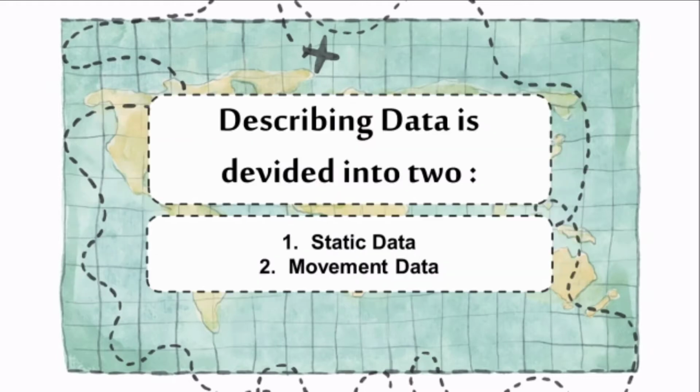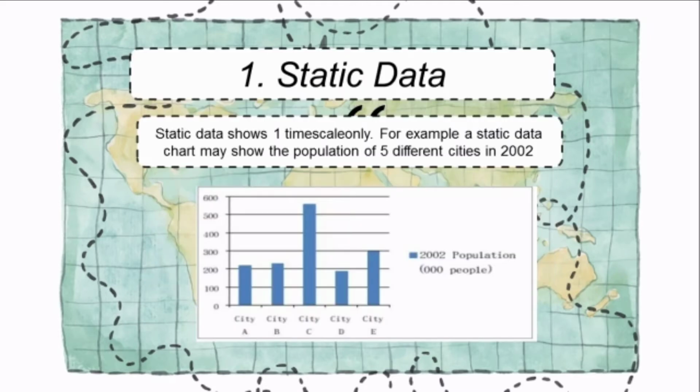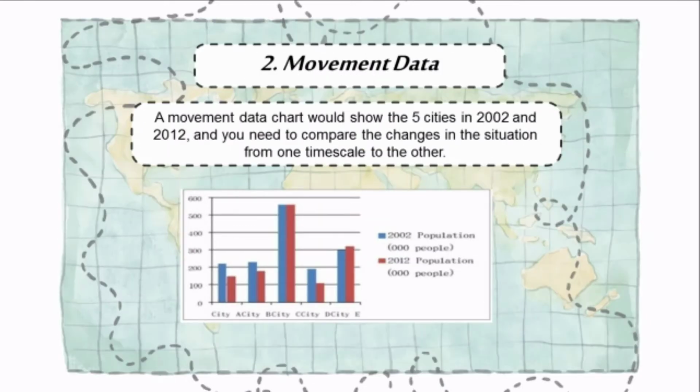Describing data is divided into two: 1. Static data. 2. Movement data. Static data shows one time scale only. For example, a static data chart might show the population of 5 different cities in 2002. Movement data. A movement data chart would show the 5 cities in 2002 and 2012, and you need to compare the change in the situation from one time scale to the other.